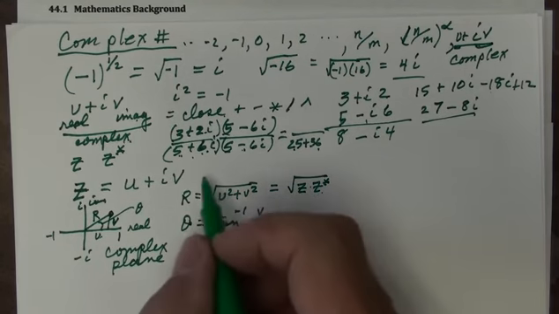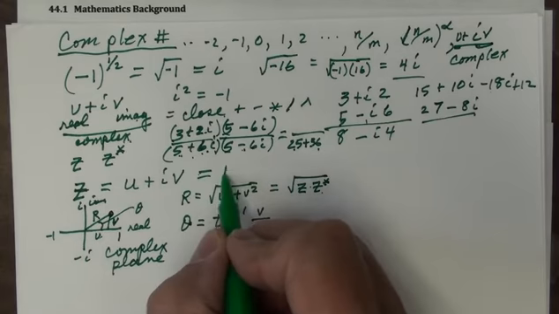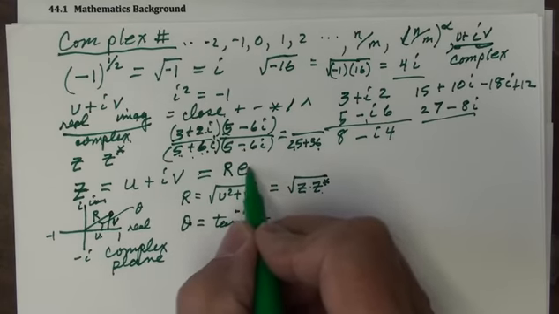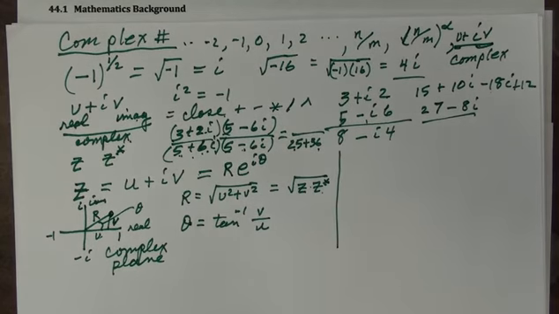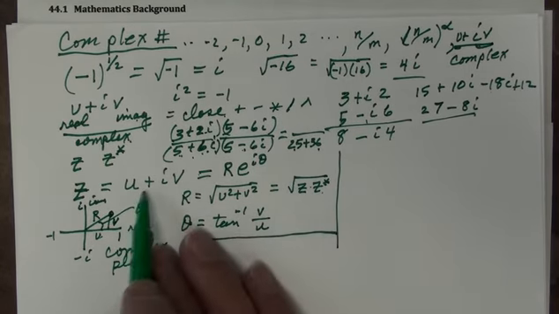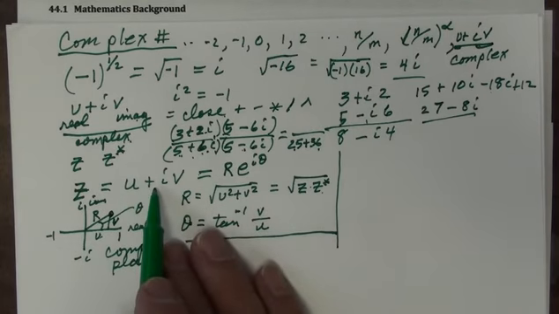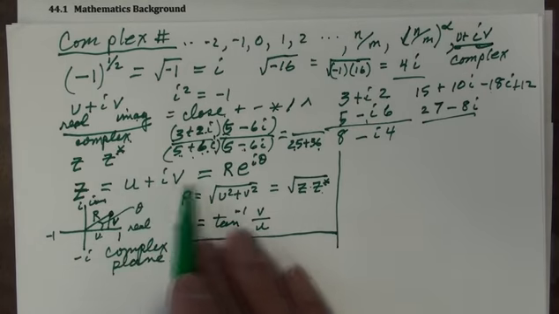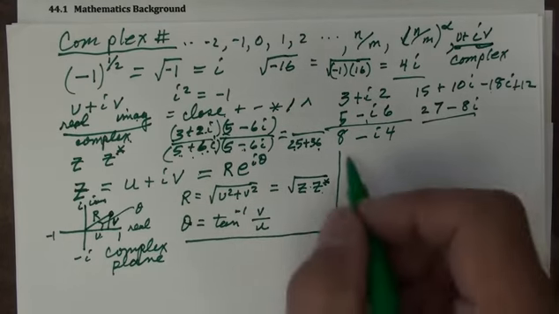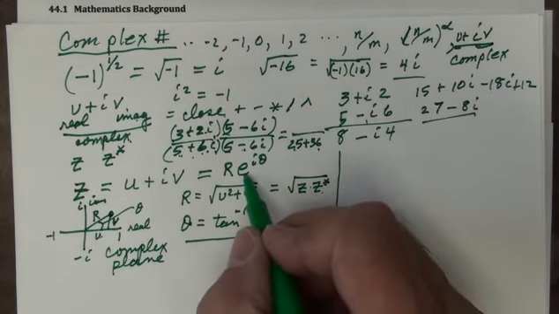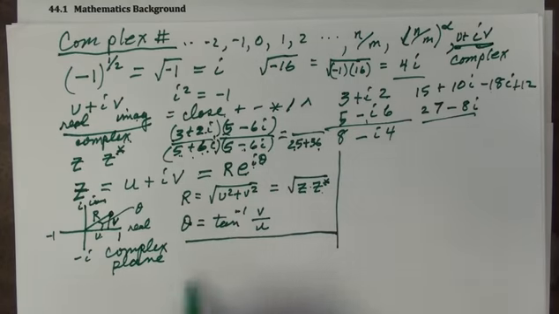Now, what is incredible is this number z can also be written as r e to the i theta. This is the very important part that we need to cover in this review to make sure that you understand these equivalent forms of a complex number: u plus iv, or r e to the i theta. How is that possible? It's possible because we have this new term, r e to the i theta, which I now want to write out for you.